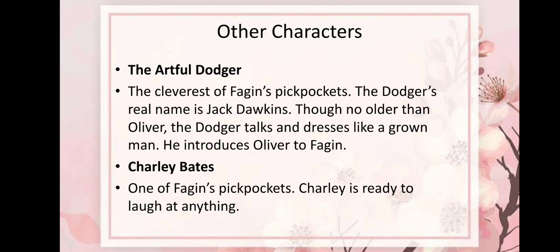Then we have this another important character, the artful dodger. He is the most clever, the most cunning of Fagin's pickpockets. His real name is Jack Dawkins, but he is known as the artful dodger. Though not older than Oliver, the dodger talks and dresses like a grown-up man, and he is the person who introduces Oliver to Fagin. Then we have another pickpocket in the gang of Fagin, who is Charlie Bates, and Charlie is ready to laugh at anything he can see.